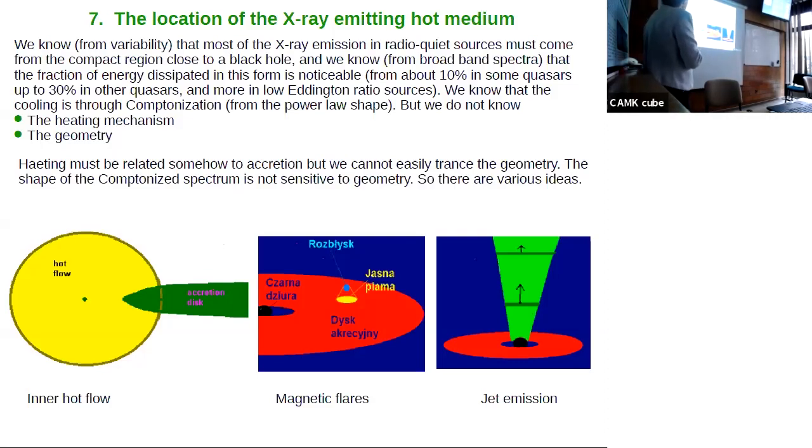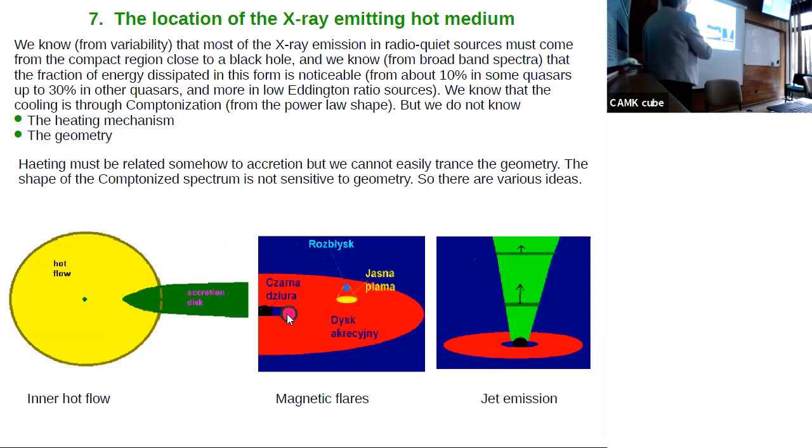So there are various suggestions for what this medium looks like, and also the heating of this medium is not clear, because the heating depends on geometry. And if you don't know the geometry, you also don't know the heating mechanism. For example, a spherical inner part or inner hot flow, and then the outer part of the disk. If the disk does not approach ISCO, then you need a really hot flow here, so the dissipation would be in the form of viscous flow, directly in the hot flow.